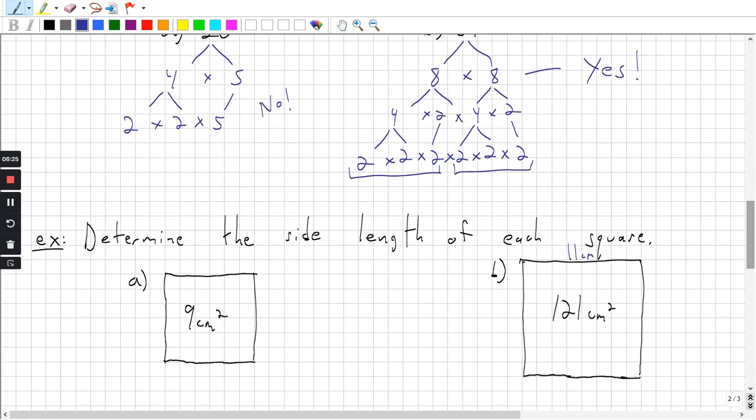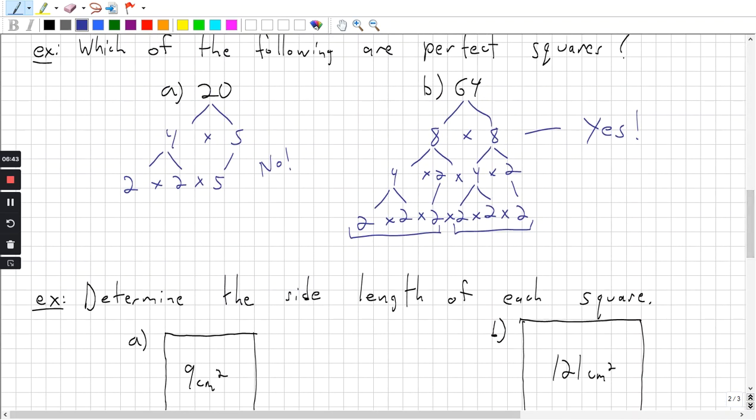Now that we've dealt with perfect squares, let's look to see if we can find the side length of these two squares. Now the side length will be directly connected to the square root. And we haven't looked at square root, but if I was to take the square root, and I'll show you what the symbol for that is, of 64, the answer is 8.